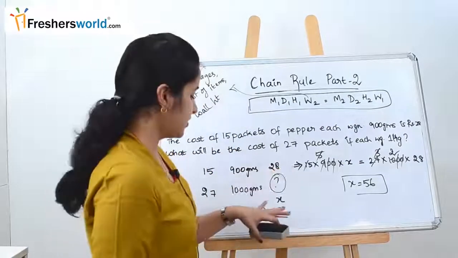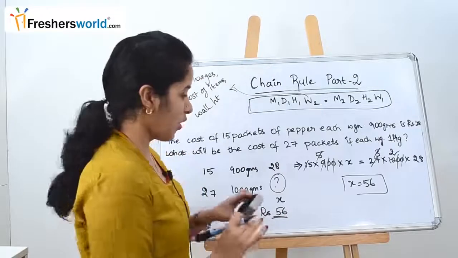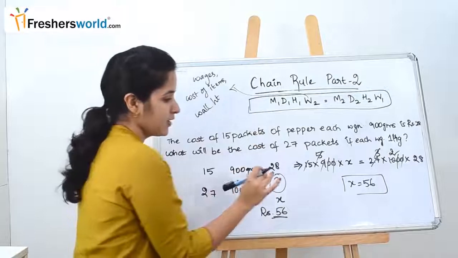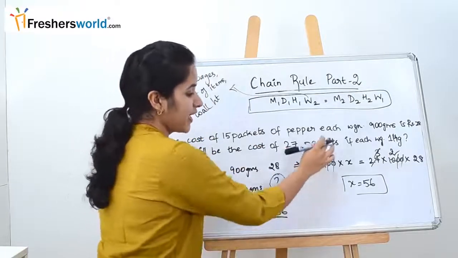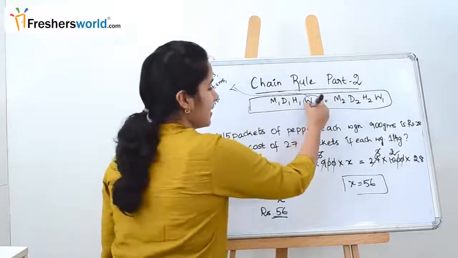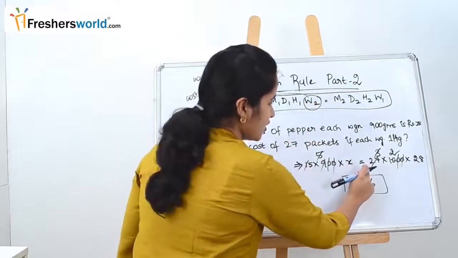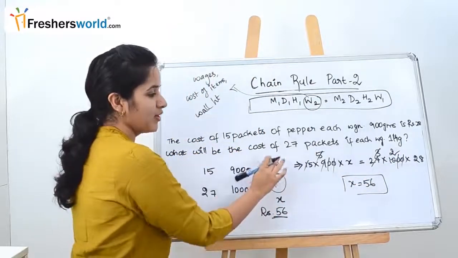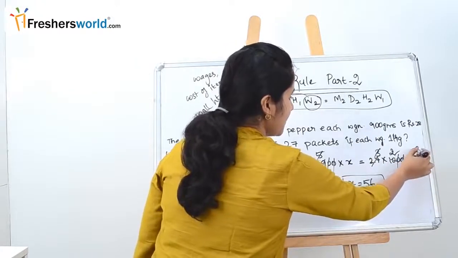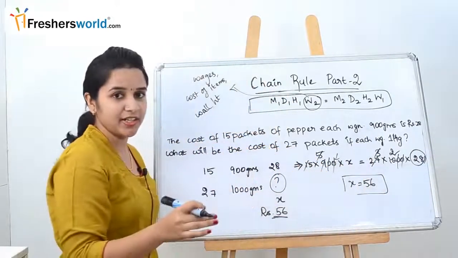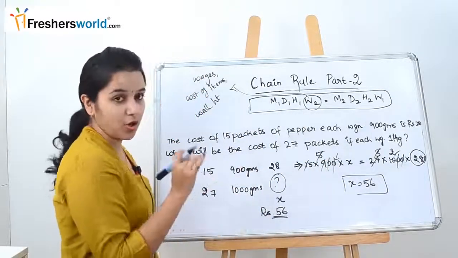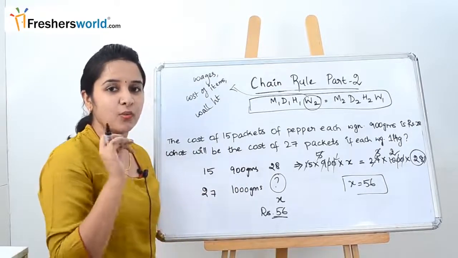So once you solve it, you know that the value is nothing but 56 rupees. So what did we do here? We did the same thing. We have just applied it in the formula. So we took the quantity of 15 into 900 grams into X. Why did the X come here? It comes in the second part of the question as per our formula. So put an X here, equal to, similar to the first part, we write 27 packets into 1000 grams into 28, which is the number of rupees of 15 into 900 grams. So we write it here, we equate it, and find the value of X, that is nothing but the cost of 27 packets of 1 kilogram each.